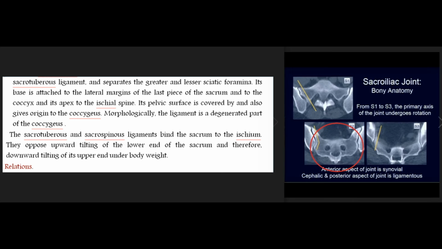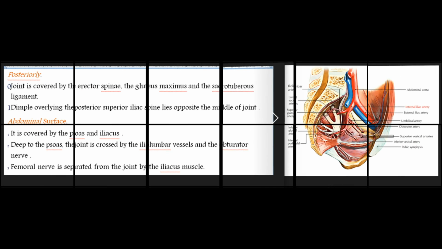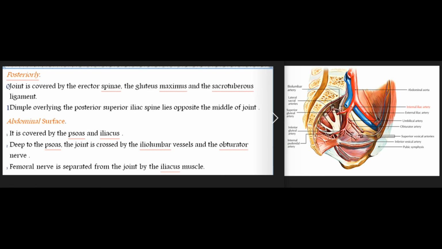The sacrotuberous and sacrospinous ligaments bind the sacrum to the ischium. They oppose upward tilting of the lower end of the sacrum and therefore, downward tilting of its upper end under body weight. Relations. Posteriorly, the joint is covered by the erector spinae, the gluteus maximus and the sacrotuberous ligament. The dimple overlying the posterior superior iliac spine lies opposite the middle of the joint.